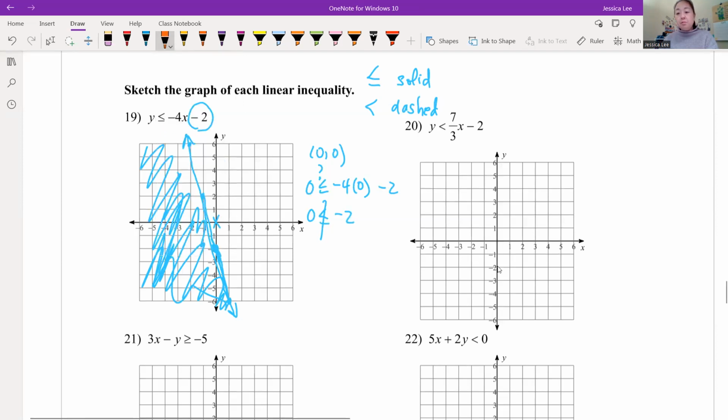Start at -2. Our slope is positive 7/3, so we're going to go up 7 to the right 3. And that's going to be, is not equal to, so it's not equal to the line. So it's going to be a dashed line. My dash doesn't look that good. So dashing, right? It says y is less than, right?